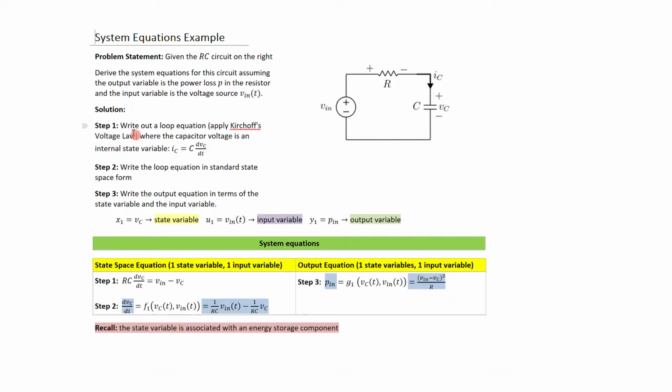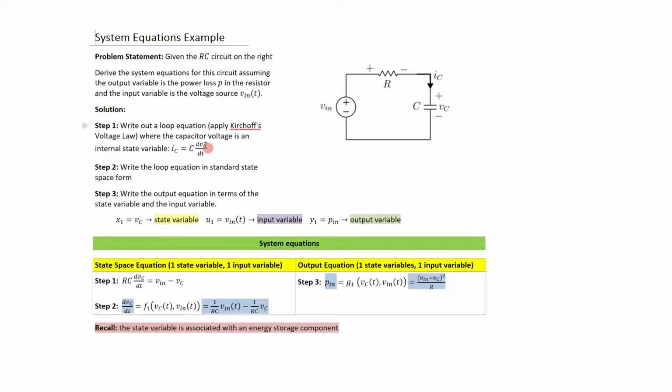So the first step is to write out a loop equation, which means you apply Kirchhoff's voltage law, where the capacitor voltage is an internal state variable. Why is that? Because you can relate the current through the capacitor to the rate of change of voltage across the capacitor. So that immediately defines this as your state variable. So always look for the differential equation to begin with, because that defines a state variable.